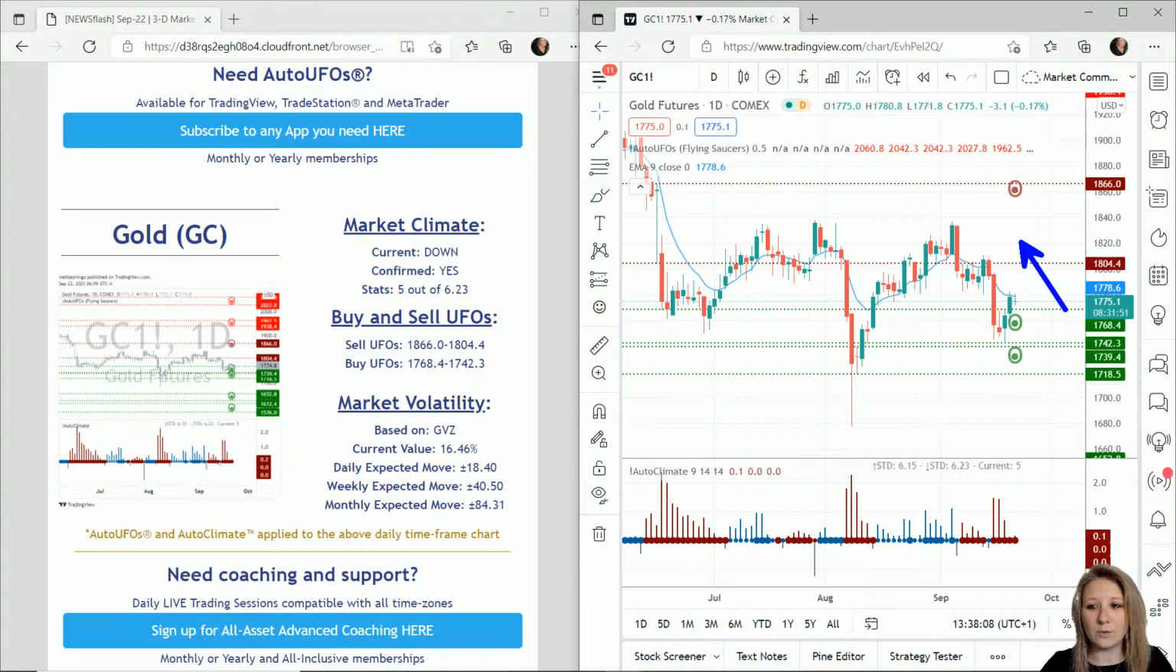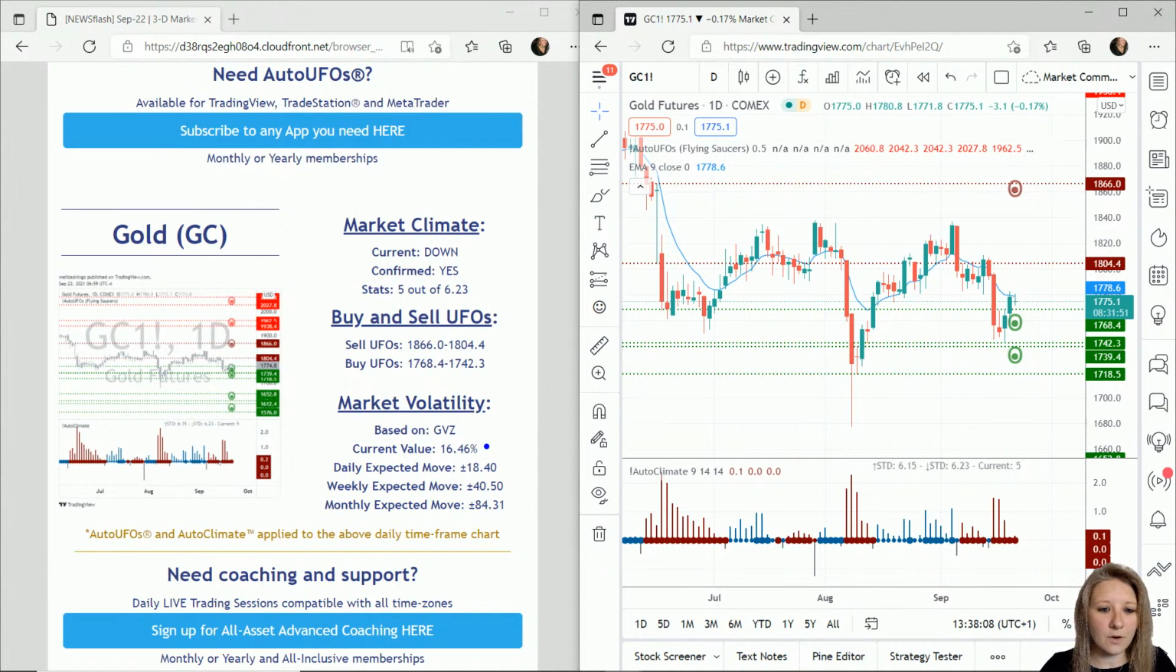We do have sell orders up here that have already worked a few times. Once, twice, 3, 4, 5 times these sell orders have pushed price back down again. That's at 1866 to 1804.4. So at the moment, still overall probability down. We've got those buy orders in the way though. I wouldn't be surprised to see price bounce around for a little while in between these orders before it redefines itself one direction or the other. For the time being, very short term probability to the downside here with gold.